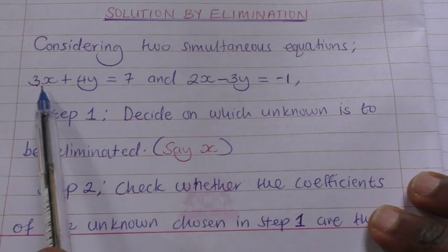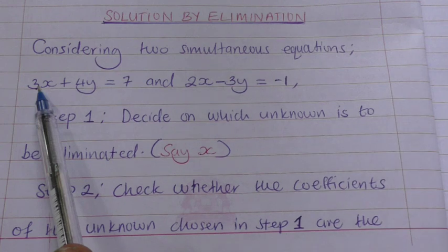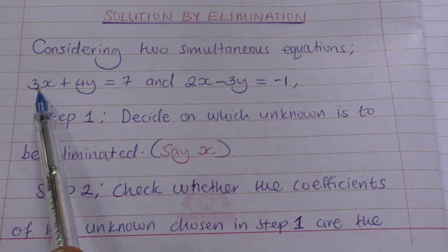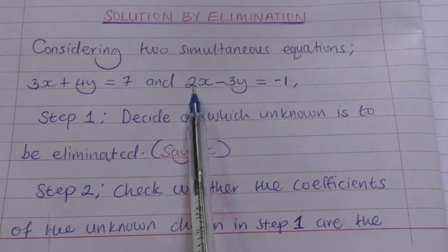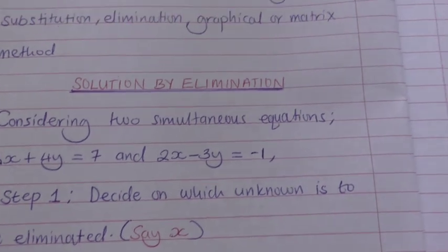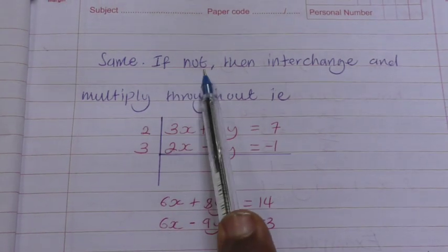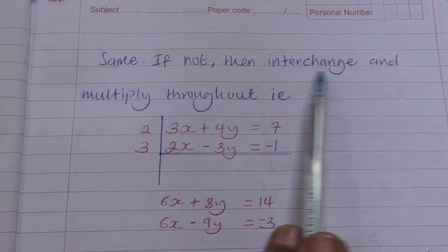That is to say, in our first equation, the coefficient is 3. Coefficient simply means the numerical value that multiplies the variable or the unknown. So in equation 1, the coefficient is 3. In equation 2, the coefficient is 2, meaning they are not the same. And therefore, after noticing that they are not the same, we must make them the same. So that is our second step. If not, then interchange and multiply throughout.